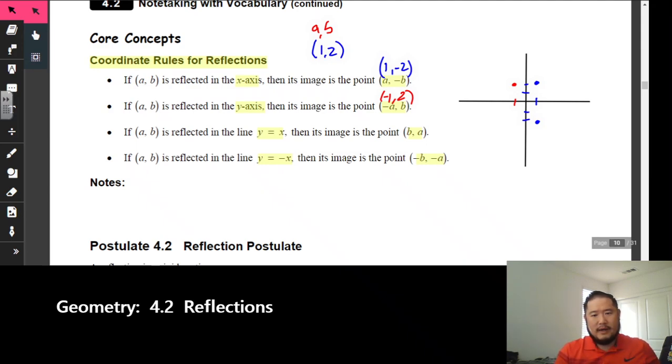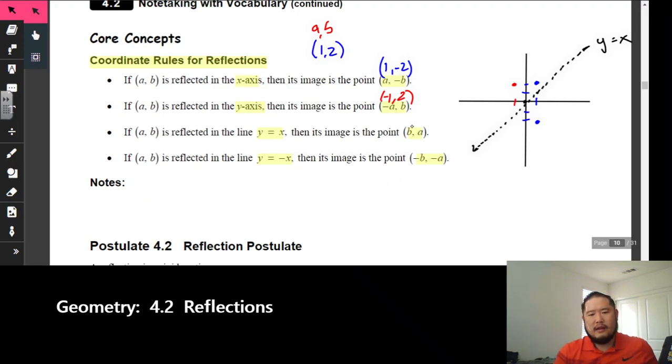We move down right here to if A and B is reflected in the line y is equal to x. Now y is equal to x, don't forget that is a diagonal line. So let me go ahead right here. Y-intercept is 0, 0. We have ourselves that. And we're reflecting across this line, and this is y is equal to x. So let's see what happens.